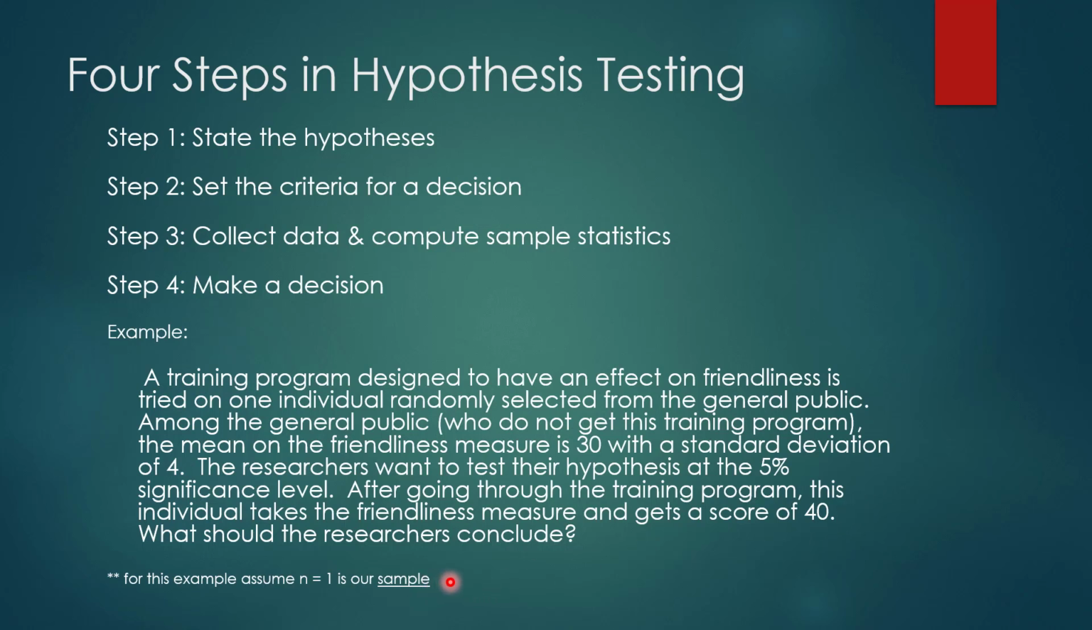Again, I've just highlighted that for our example here, we're assuming that our N equals 1, and it's a sample, not an individual score. So the information that we have here is that the mean on the friendliness score is 30. This is the general public, so our population mean equals 30. Our significance level is 5%. And the sample person gets a score of 40. So we're going to say that their sample mean equals 40, even though we have an n of 1.